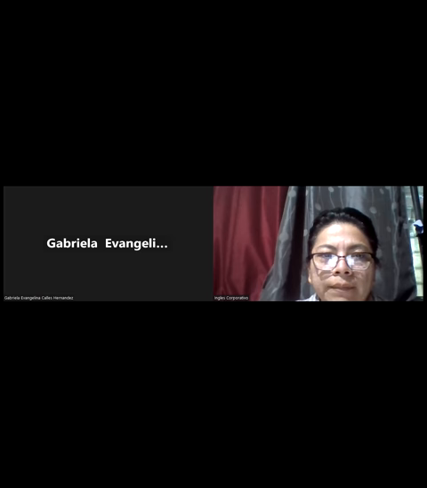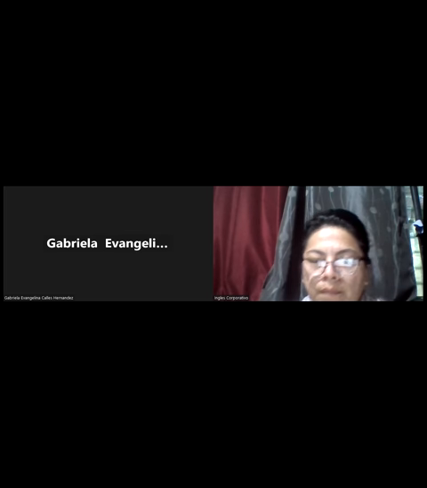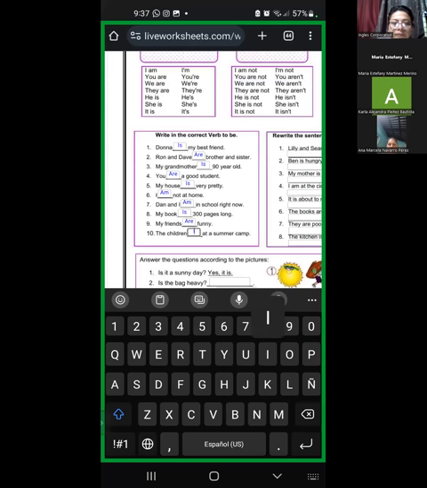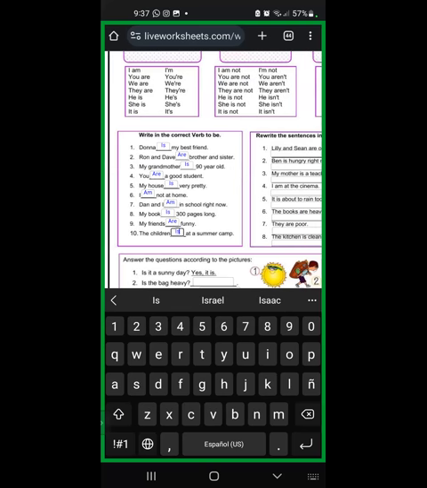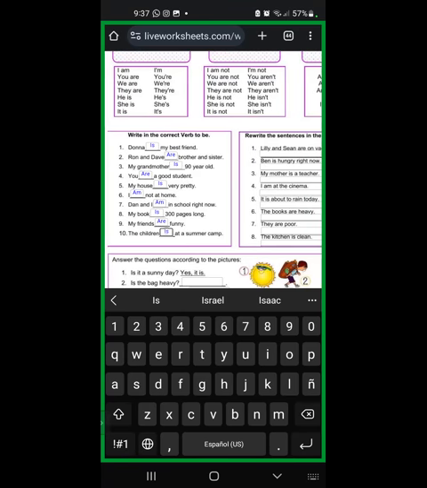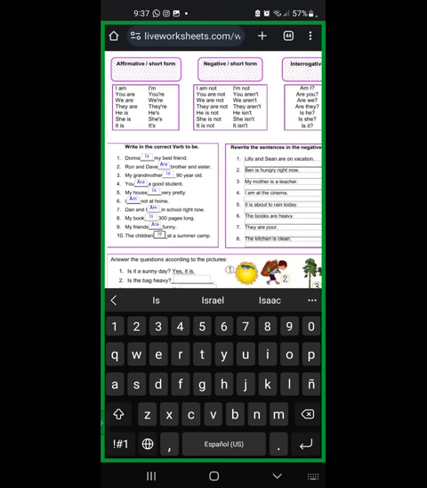Gabriela Evangelina. What are you doing here? Gabriela? Gabriela? Hello, hello. Gabriela, in room number 5, getting to room number 5, Gabriela. Is the children is... El niño está en el campamento de verano.